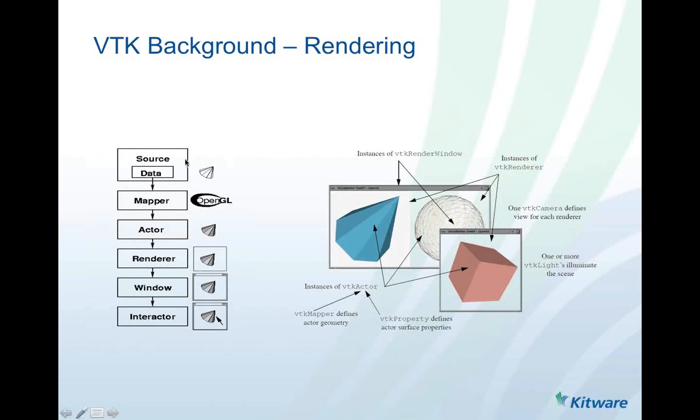So again, you'll have some data processing pipeline which feeds into a mapper, which feeds into an actor, a renderer, a render window, and an interactor controls everything. And so you have one or more windows with one or more rendering areas inside them with one or more actors in them, each of which gets usually one mapper to show the output of the data processing pipeline.